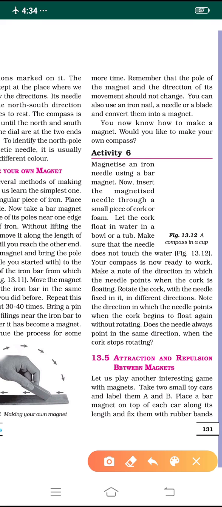You can even use an iron nail, a needle or a blade to convert them into a magnet. You can do this at home also.